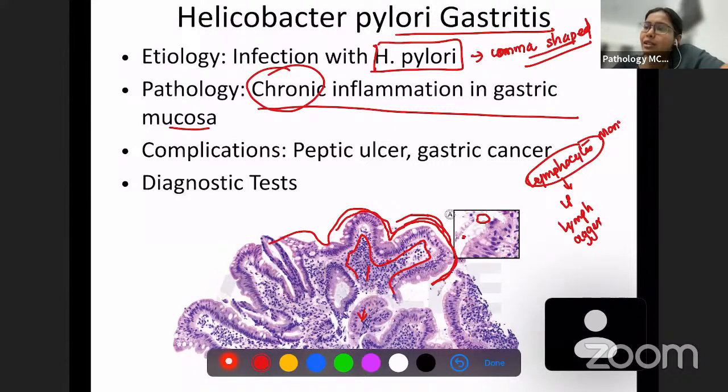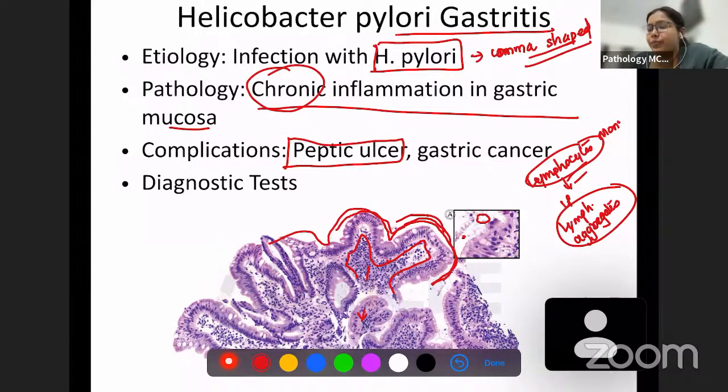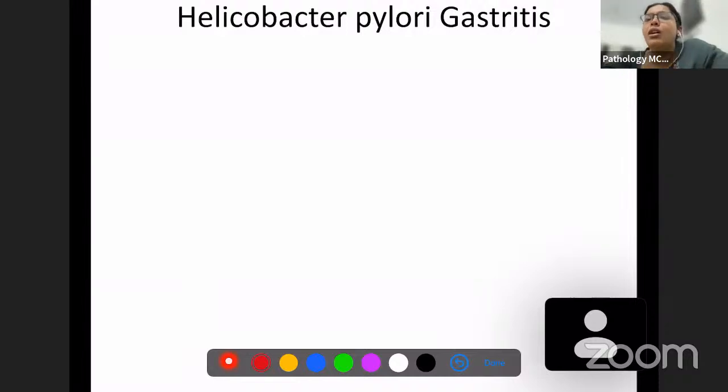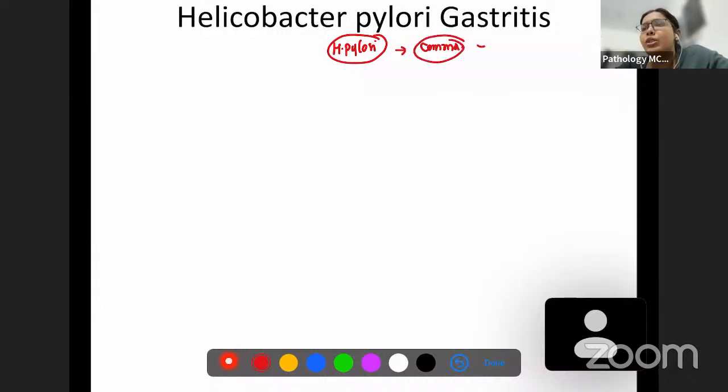So these will be the histopathologic features of Helicobacter pylori infection. We know that Helicobacter pylori infection can lead to peptic ulcer disease. What are the few points we know? It is a comma-shaped bacterium. It is usually present on the surface of the gastric epithelium. It is most commonly present in the antrum of the stomach, right?